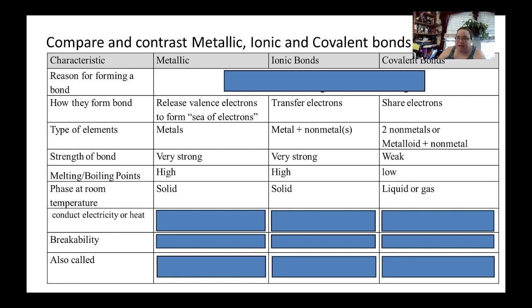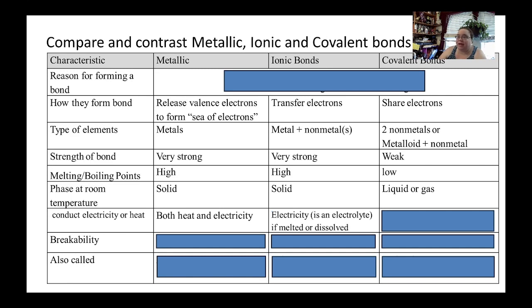So in terms of electrolytes, can these things conduct electricity and/or heat? Metals can do both in both their solid form and their liquid form. Ionic bonds can conduct electricity if they are melted or dissolved. So I can't conduct electricity through solid ionic compounds, but if I dissolve it in water or if I melt it, we can actually use it to transfer electricity from one location to another.